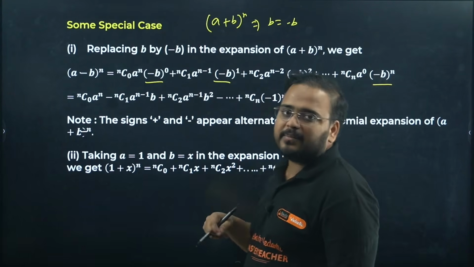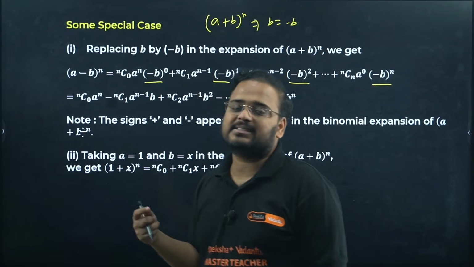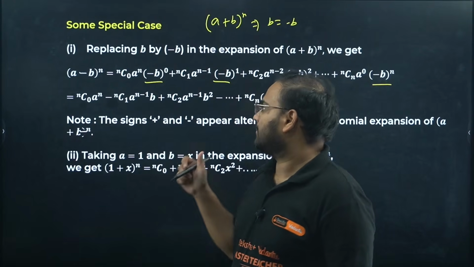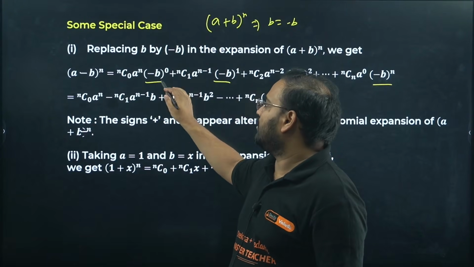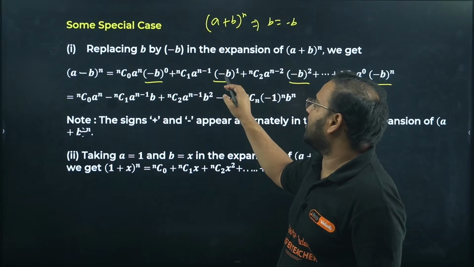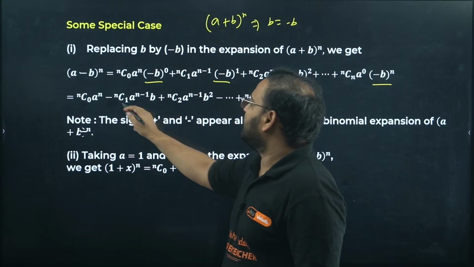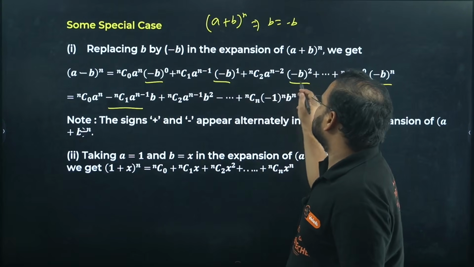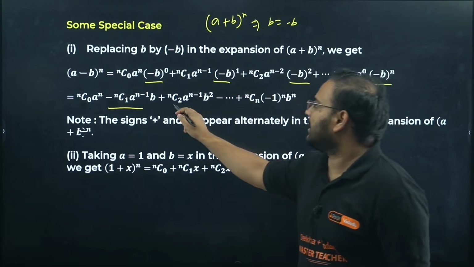So depending upon the nature of the power or the index, it turns out to be a positive or negative term. Here power is 0, it becomes basically 1. Power is 1, which is odd, it will be a negative term. So NC1 term is negative. Power is 2, even term, it becomes again positive.